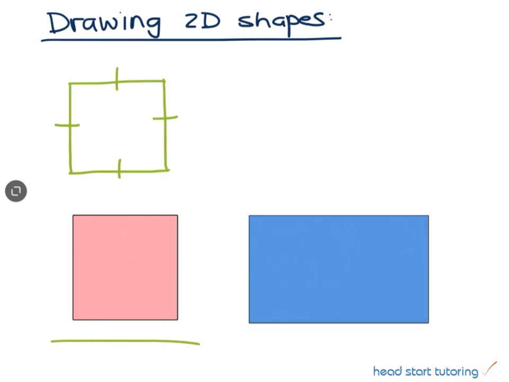We indicate that all the sides are equal by putting a line on each of the sides, and that indicates that all the sides are equal to each other. Right, so that is the first thing that we need to do.